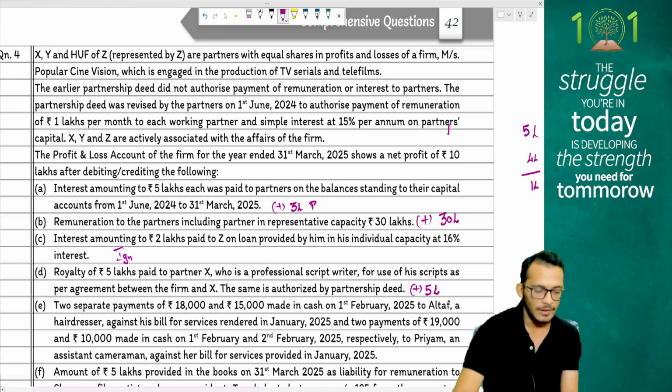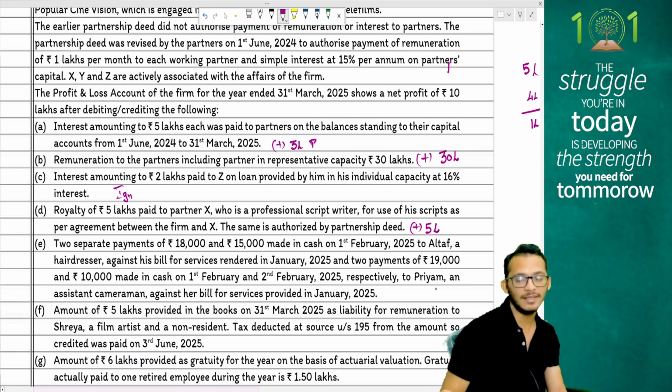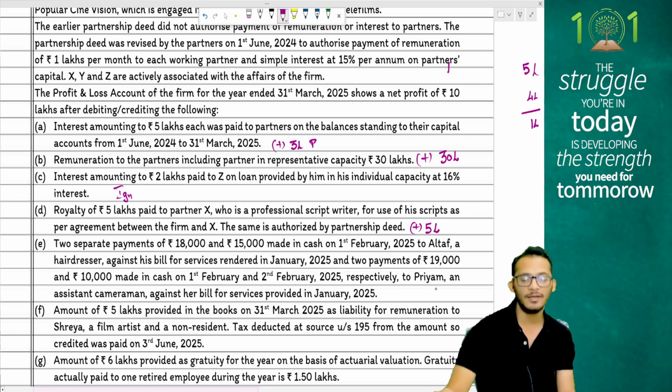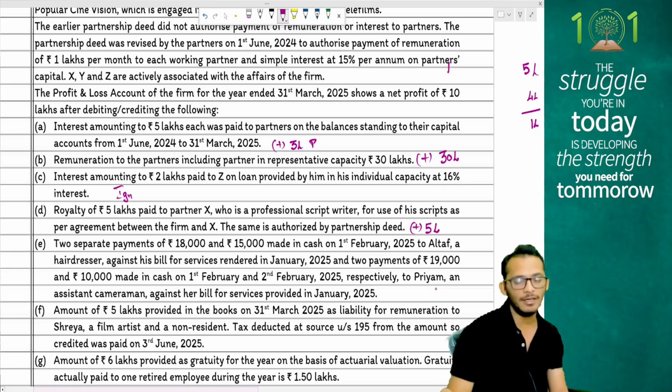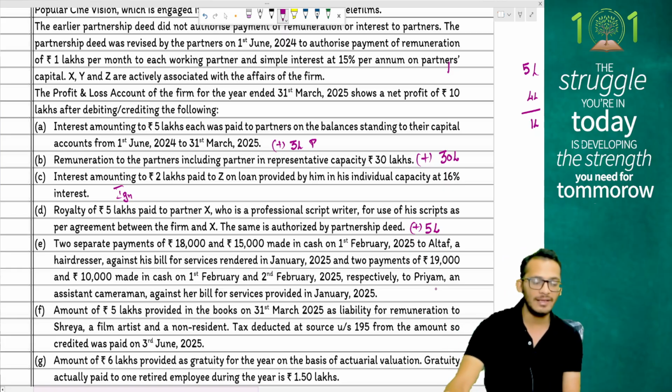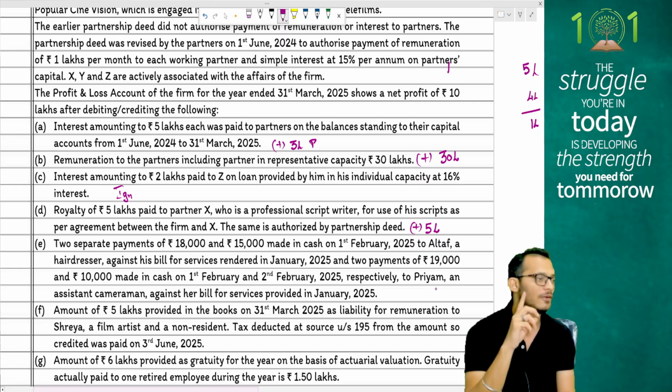Yes. Next, two separate payments of 18,000 rupees and 15,000 rupees have been made in cash on 1st February 25 to Mr. Altaf, a hairdresser, against a bill for his services rendered in Jan 25, and two payments of 19,000 and 10,000 are made in cash on 1st February and 2nd February to Priyam, assistant cameraman, against the bills provided for services in Jan 25.